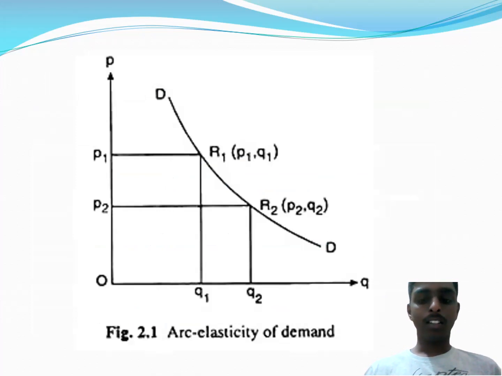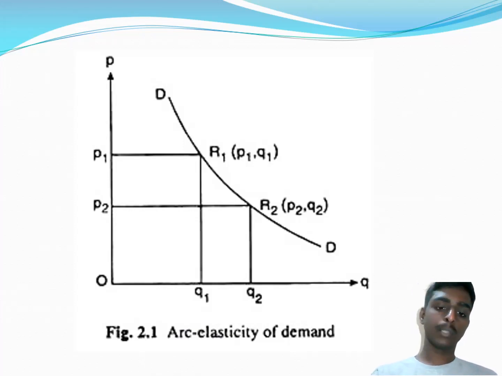The above curve shows the arc elasticity of demand. The x-axis gives the quantity and the y-axis gives the price. The 2 points R1 and R2 are the 2 points at which the demand is calculated. The midpoint of these 2 points should be calculated and then we get the arc elasticity.